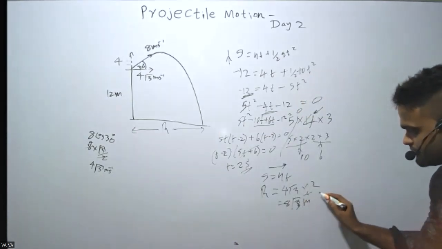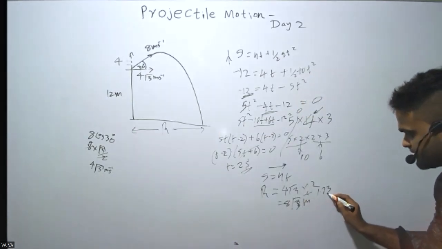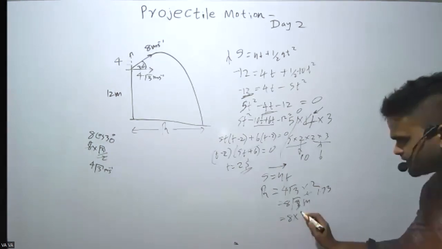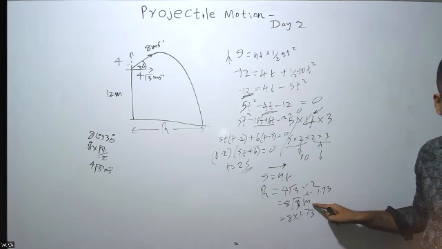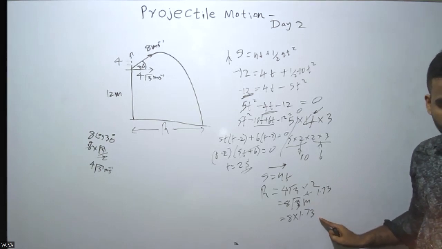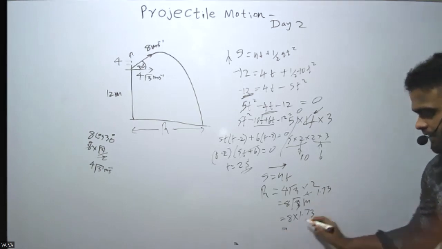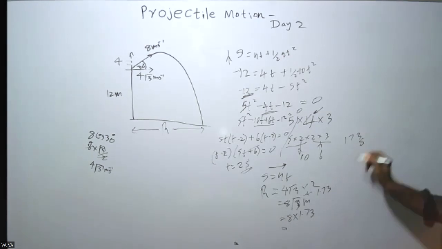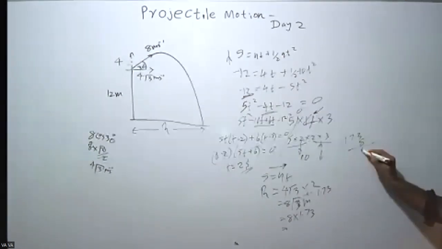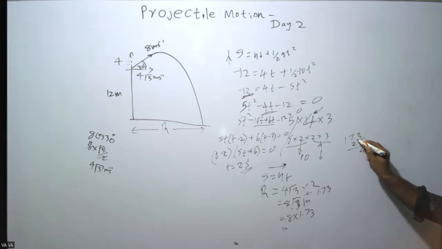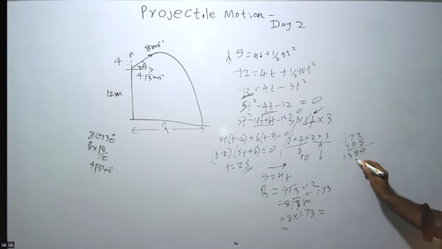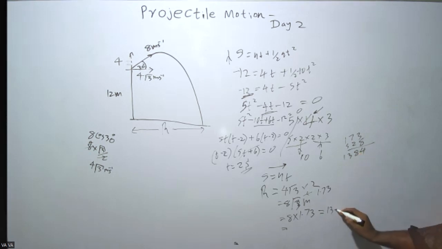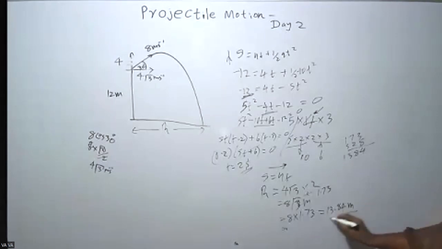So root 3, we know that root 3 is 1.73. You have to do this substitution. Otherwise, sometimes they don't give marks, right? If you leave the answer like this, you have to get it as a decimal. So 173 times 8. 24, 56, 58, 13. So the answer is 13.84 meters.